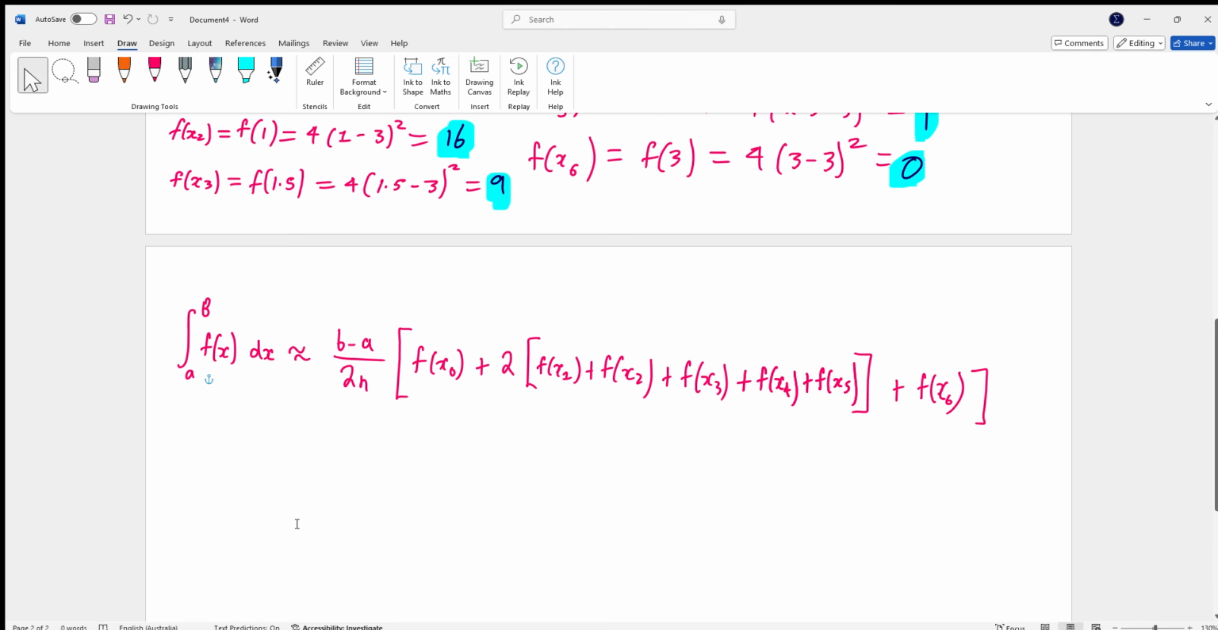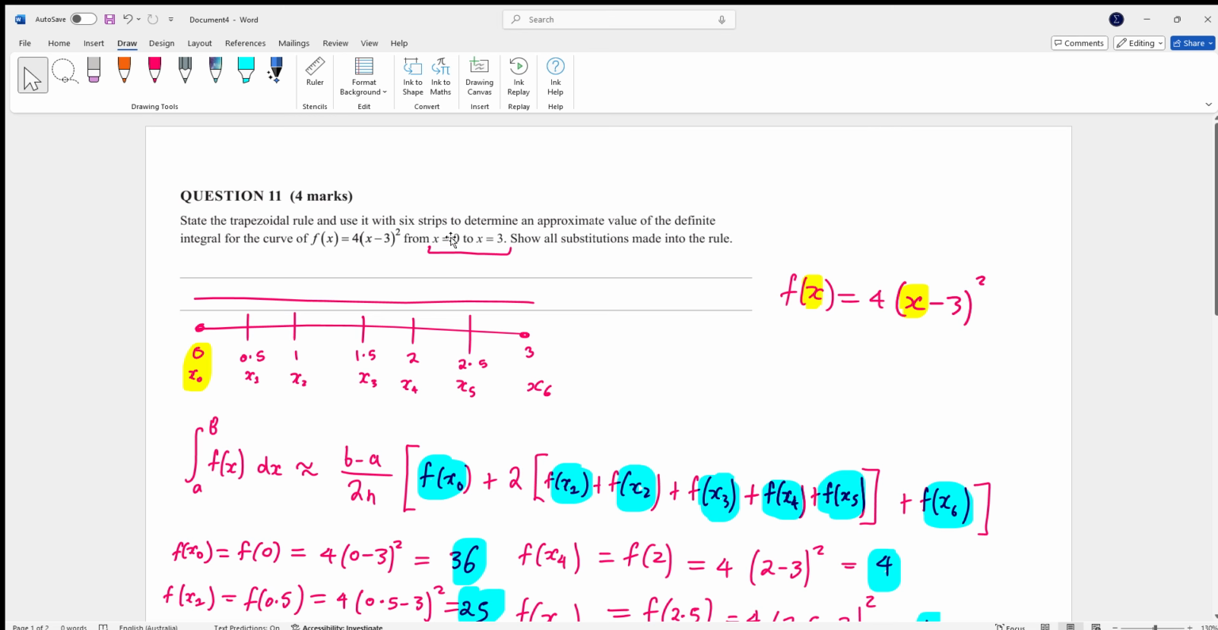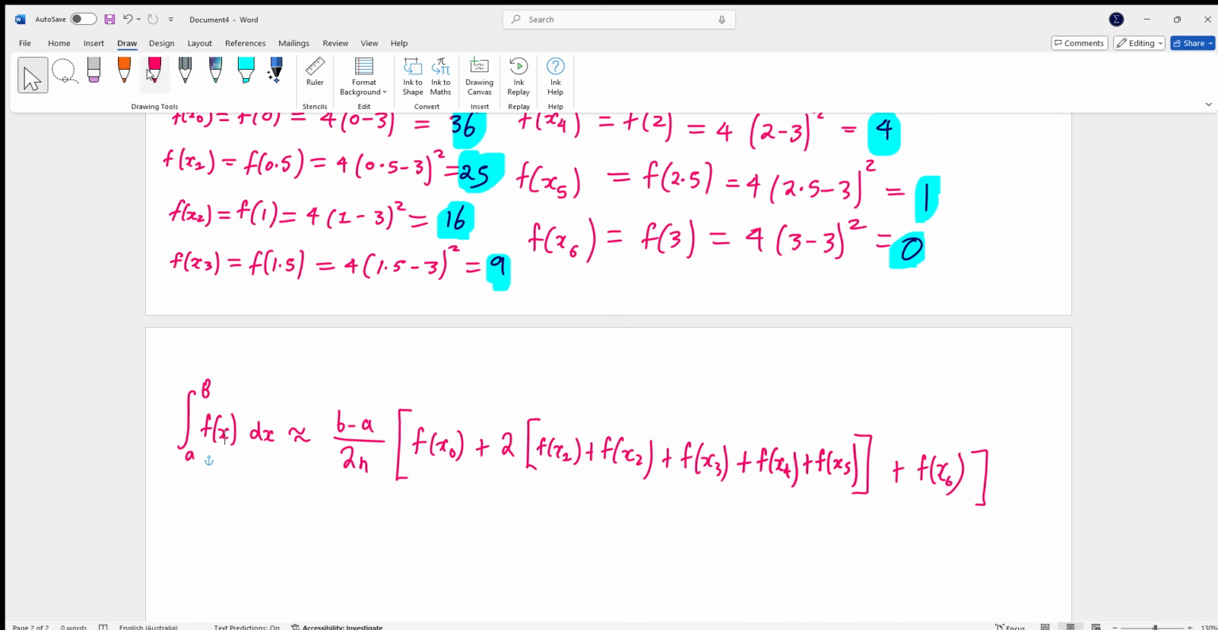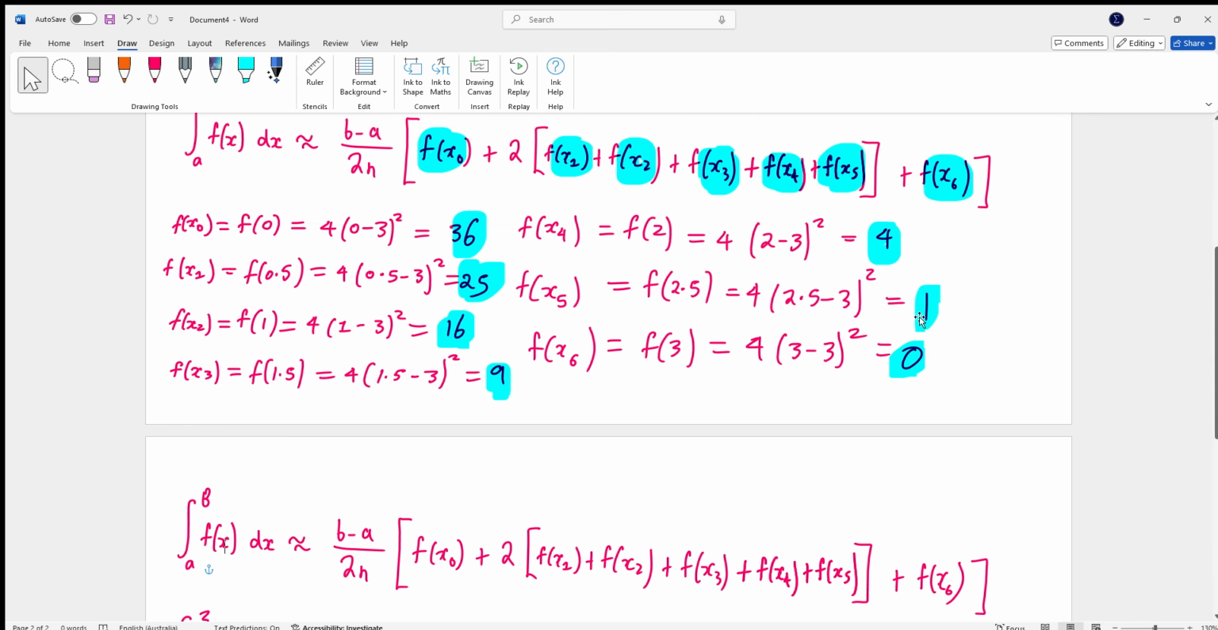Now, the a and the b are your upper and lower bounds. So we're trying to work out from 0 to 3. So that means you're basically trying to work out the approximate area, the integral from 0 to 3 of your f of x, which was 4x minus 3 squared. So this is approximately 3 minus 0 over 2. Now here the n represents the number of strips, is 6, not the length of the strips, times by f of 0, which we worked out to be 36, plus 2 times by all of those middle guys there, which is like your 25 down to your 1 pretty much.